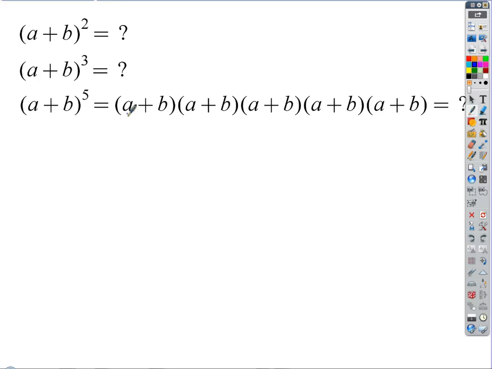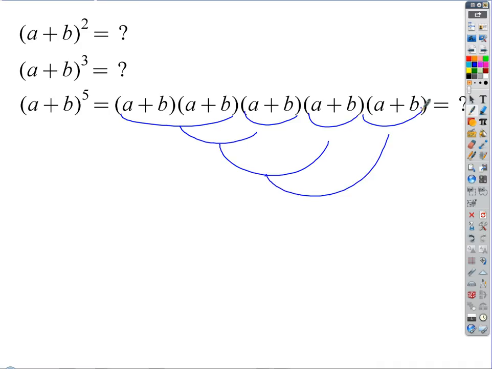I've got to take a plus b times a plus b, get an answer, and simplify it. Then I take whatever that answer is and multiply it by another a plus b. I simplify that whole thing and multiply that by another a plus b. I simplify that whole thing and multiply by another a plus b, and finally simplify again. That's a lot of work. That might take half an hour. Maybe not half an hour, but it'd be a while.